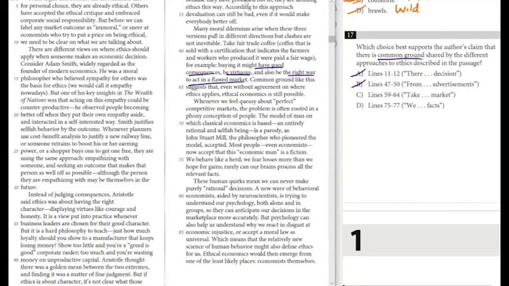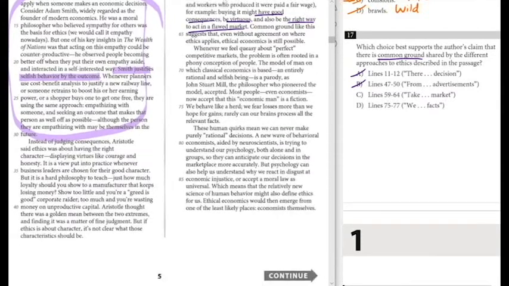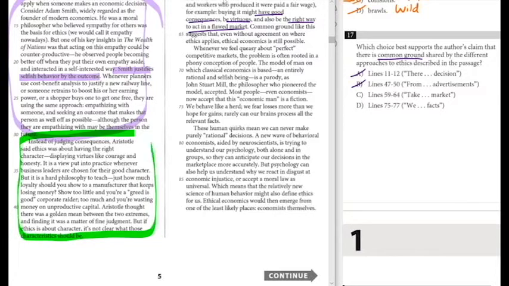So the first part of the quote talked about having good consequences. And the outlook that's described in this paragraph right here talks exactly about having good consequences. It says, Smith justifies selfish behavior by the outcome, by the consequences. So that is matching up with the first approach that we saw. The second approach in the quote is the idea of being virtuous. So this paragraph right here is describing the second approach, and the virtue is right there. Aristotle said ethics was about having the right character, displaying virtues.